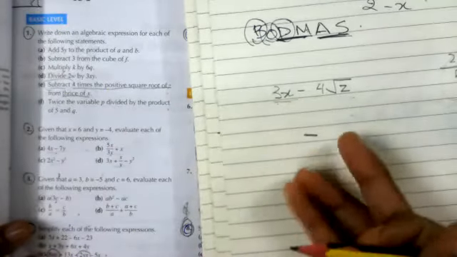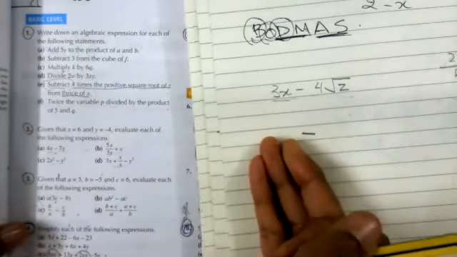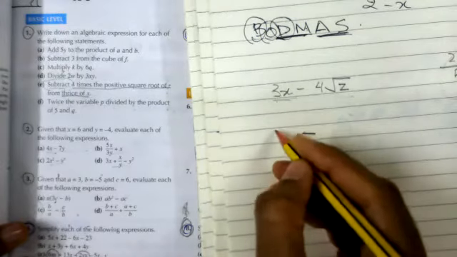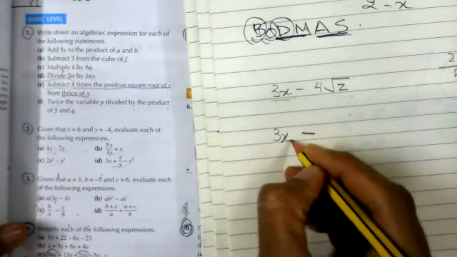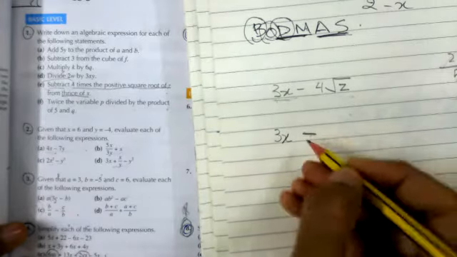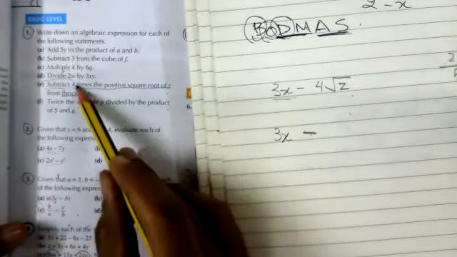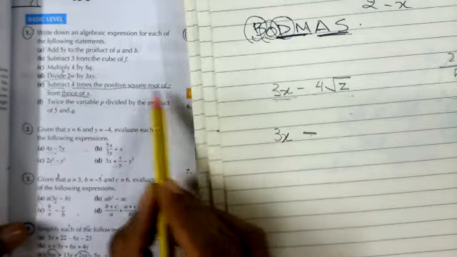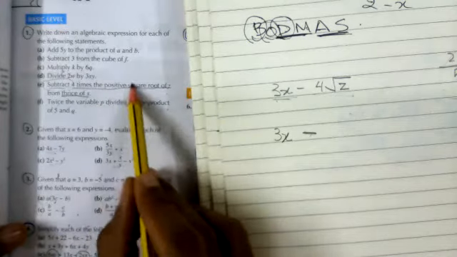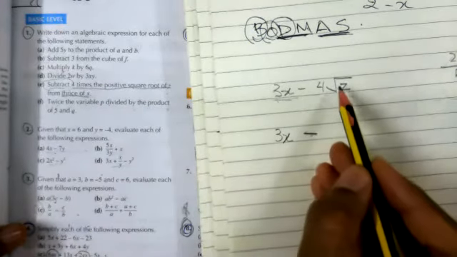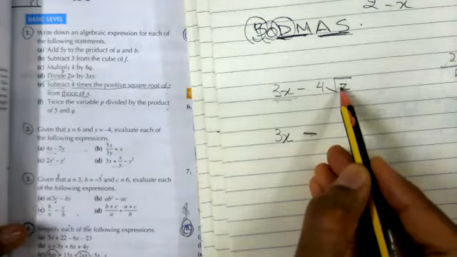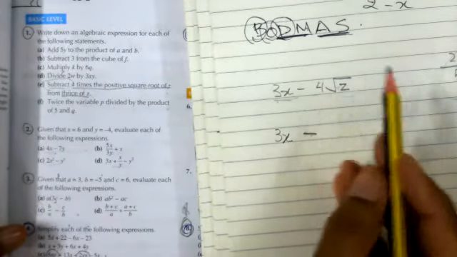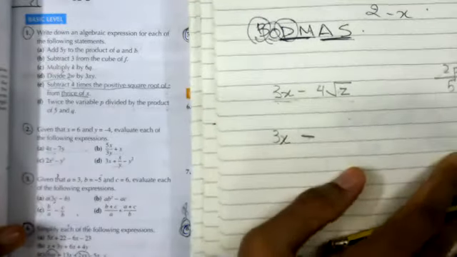Because I'm subtracting the other thing from it, thrice of x will come first in the expression. So thrice of x meaning 3 times x. Now what am I subtracting? What am I taking out? 4 times the positive square root of z. The reason they have mentioned positive is so that you know that z is not negative. It could be negative, but by saying positive, they want to indicate that z is positive.